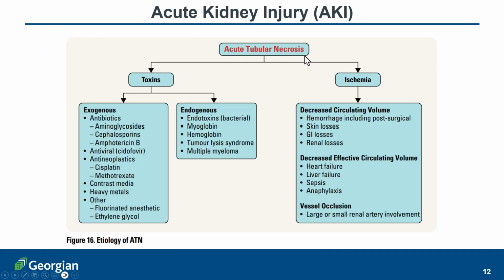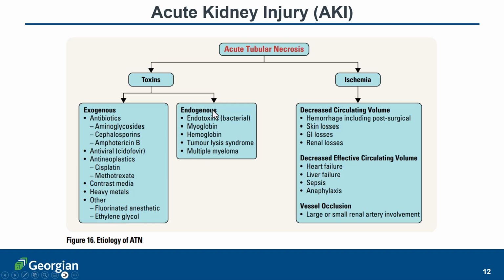So here's another flowchart that illustrates acute tubular necrosis, if it wasn't already clear from the previous two flowcharts. The main causes of acute tubular necrosis, or ATN, are the various toxins. If it's a toxin from outside of the body, it's like the antibiotics, like the aminoglycosides, amphotericin B, various chemotherapy drugs like cisplatin, contrast media, heavy metals like mercury, and ethylene glycols.